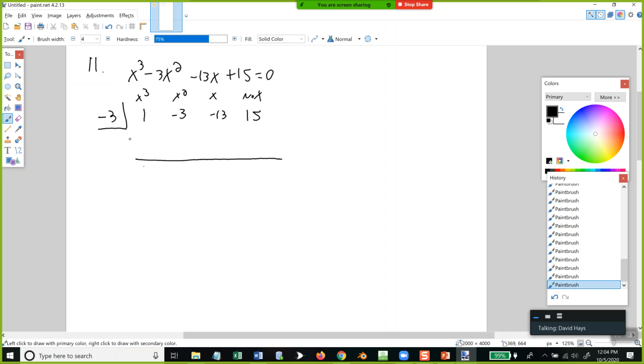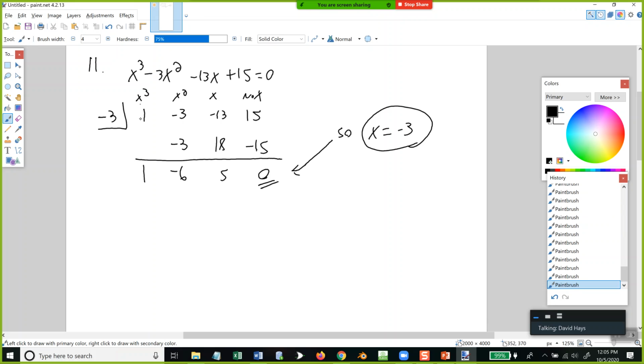Add, multiply, negative 3 times 1 is negative 3. Add, multiply, add, multiply, add. Notice we get a zero remainder. We should. If they tell you it's a 0, you have to get a zero remainder. But this right here confirms that x equals negative 3 is our first answer, our first 0.